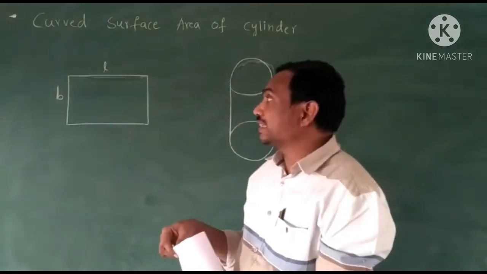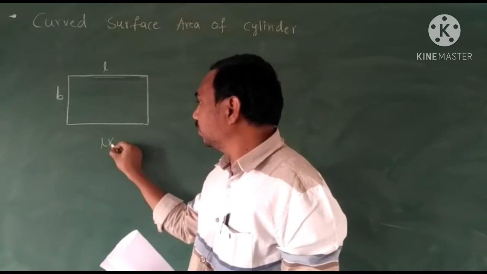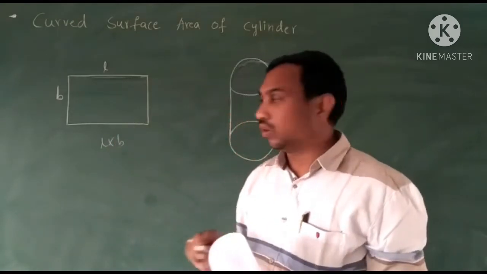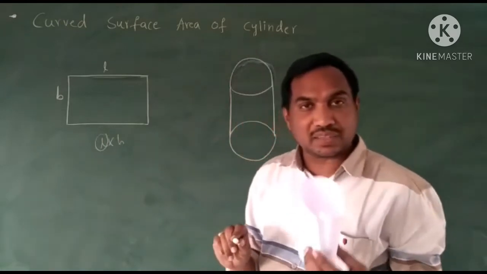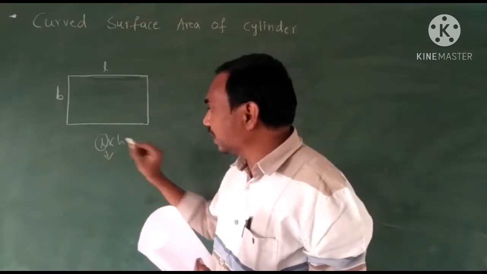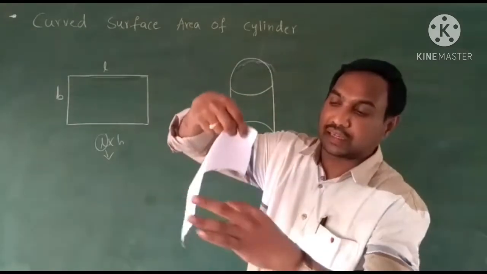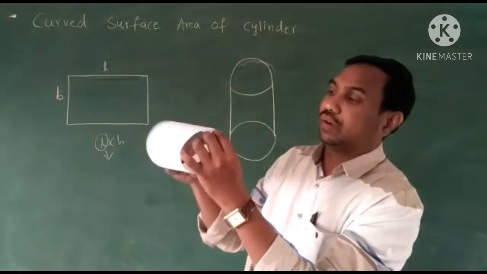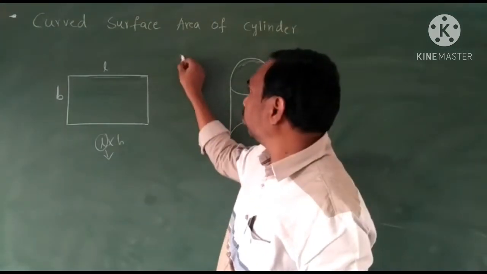Now what is the area of this rectangle? L into B. Here, L becomes the circumference of the cylinder's base, the circumference of this circle. What is the formula for the circumference of a circle? That is 2 pi r.